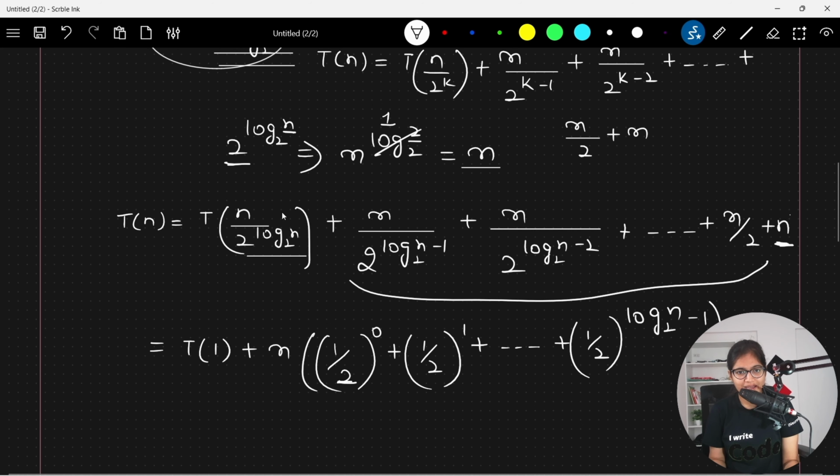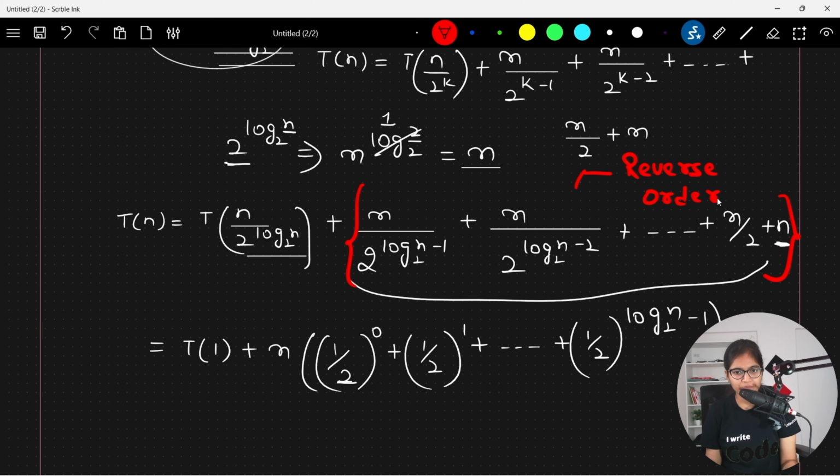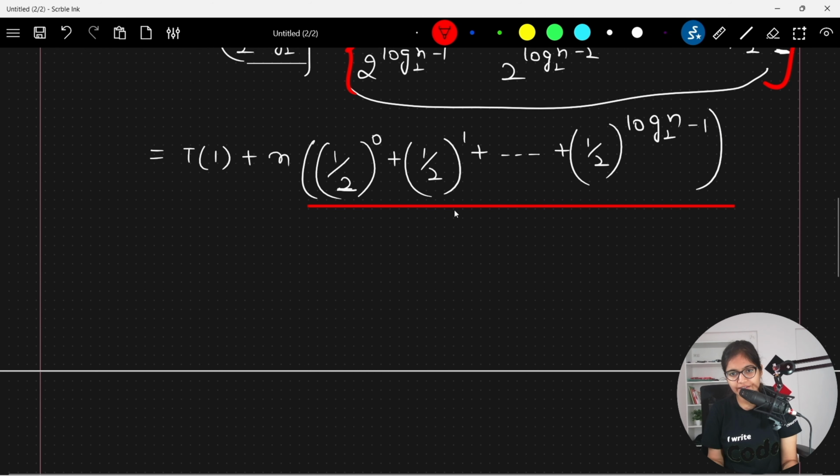So basically this value will become T(1), and this particular portion that I am writing here, we have written in the form of a reverse order. I want to show you something here. If you observe, this is what we call a GP series, where the common ratio R value is 1 by 2. How do we calculate the common ratio? It is nothing but 1 by 2 to the power 1 divided by 1 by 2 to the power 0, right? So here the common ratio is 1 by 2.